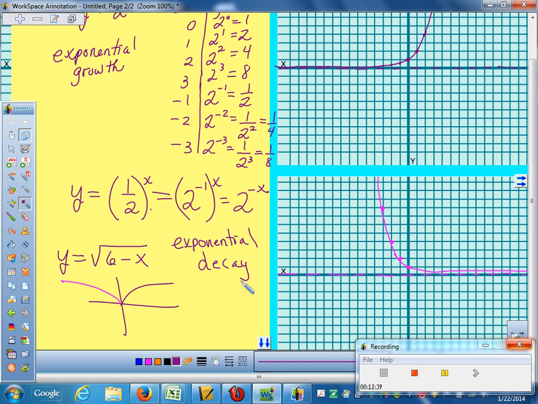So exponential decay has a lot. Okay. So there's two ways you guys can see exponential decay. If your base is a fraction, you're going to have exponential decay. Or if you have a number to a negative exponent, it's going to decay. So there's two ways to get exponential decay. Hint, that's a journal question.